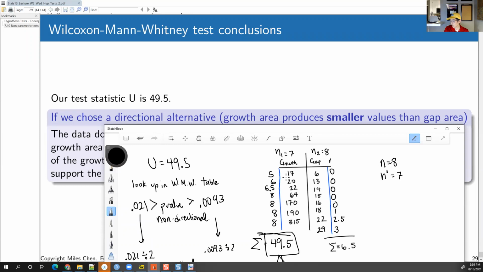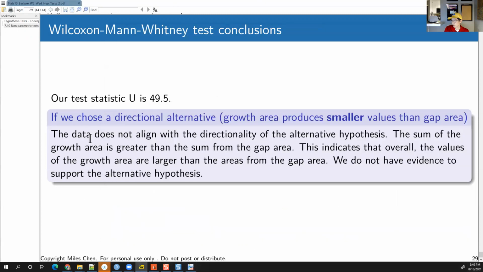If we look at my numbers, the numbers in the growth area are bigger than the numbers from the gap area. So if somebody says, do we have evidence that the growth area produces smaller values than the gap area, we would say no. In that case, the data does not align with the directionality of the alternative hypothesis. My data shows that the growth numbers are bigger than the gap numbers, so we don't have data to support that.